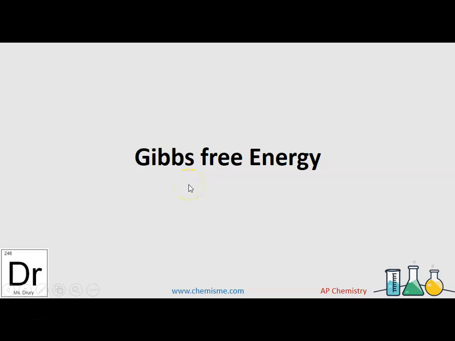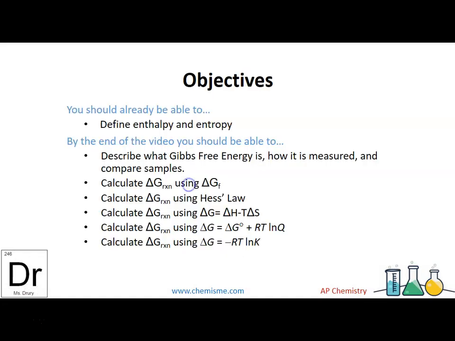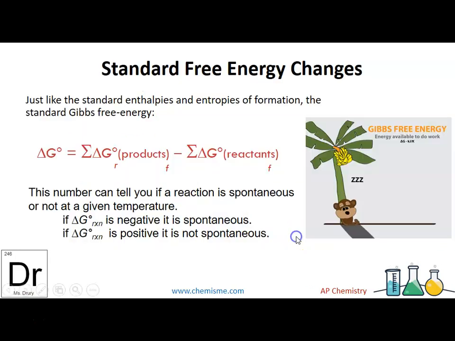This video is about Gibbs Free Energy, or the energy that tells you if the reaction is favorable. You should already be able to define enthalpy and entropy, which are the things that tell you if it's going to be favorable or not, and then describe what Gibbs Free Energy is, how it's measured, and compare samples, and calculate it using formations, Hess's law, a new set of formulas. So lots and lots of math.